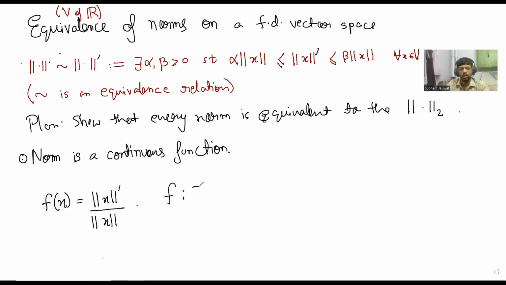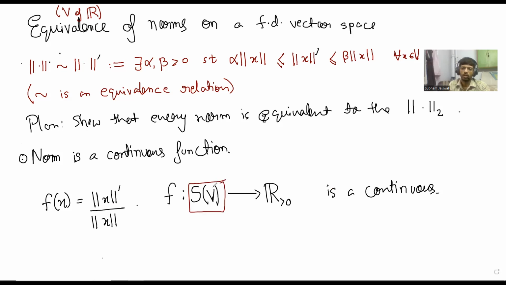Yes, exactly, the unit sphere to R greater than 0. So this is a continuous function. So now you can use the extreme value theorem. But what do we need to apply the extreme value theorem? We need to show that this is a compact set. Like you have the unit interval, here you have to show that it is compact. But how do you show that the sphere is compact?